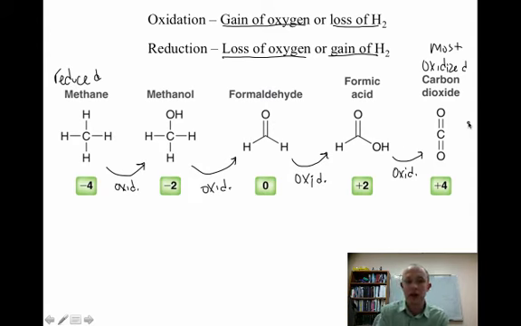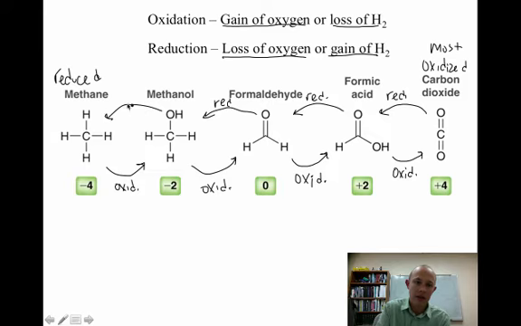If we wanted to reduce carbon dioxide, we could add hydrogen. So we added two hydrogen atoms, so that's a reduction. This is a reduction because we removed an oxygen atom. This is a reduction because we added hydrogen. We added one hydrogen to this carbon and we added one hydrogen to this oxygen. And this is a reduction because we removed an oxygen.